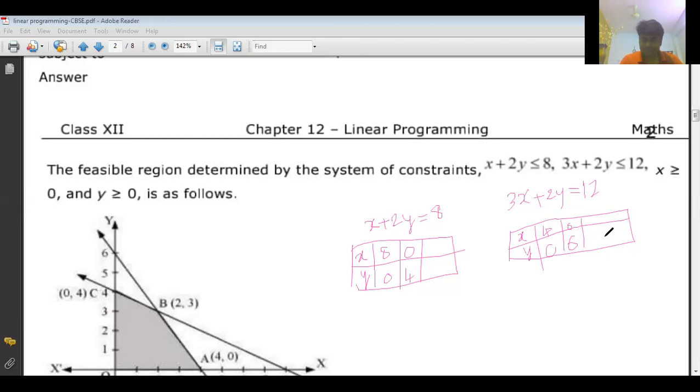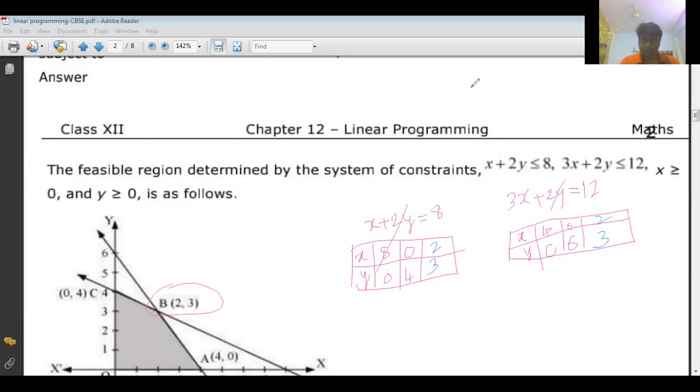And here we'll write the point of intersection. Always remember the point of intersection also we need to write. From the graph, this is the point of intersection. So what is the point of intersection? If you subtract these, 2y cancels, then we'll get 3x minus x, 2x equal to 4, x equal to 2. What will you get as the point of intersection? 2 comma 3. So 2 comma 3 is the point of intersection here. So the point of intersection we need to find out.